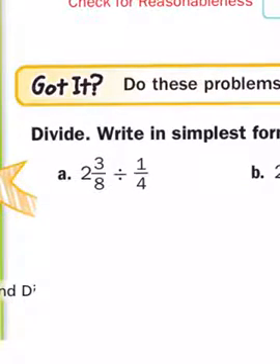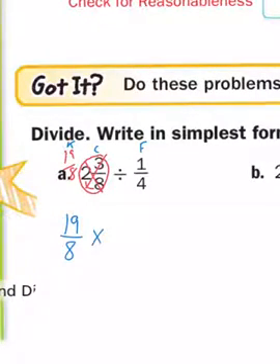So the first thing I want to do is change 2 3/8 to an improper fraction. So 2 times the 8 is 16, plus 3 is 19. So this is going to become 19/8. Now that they're both fractions, I'm going to keep, change, flip. So I want to keep it 19/8, change it to multiplication, and flip it to 4/1.